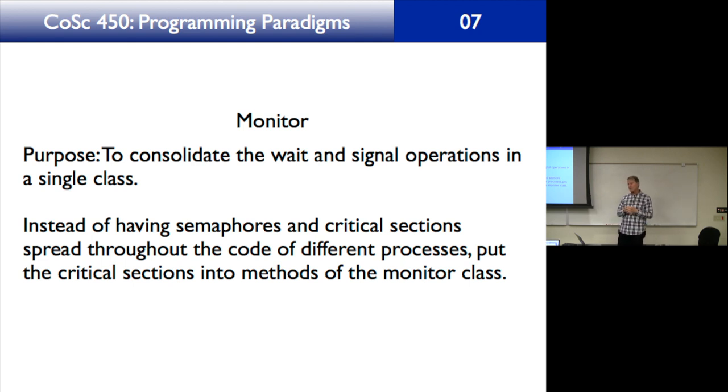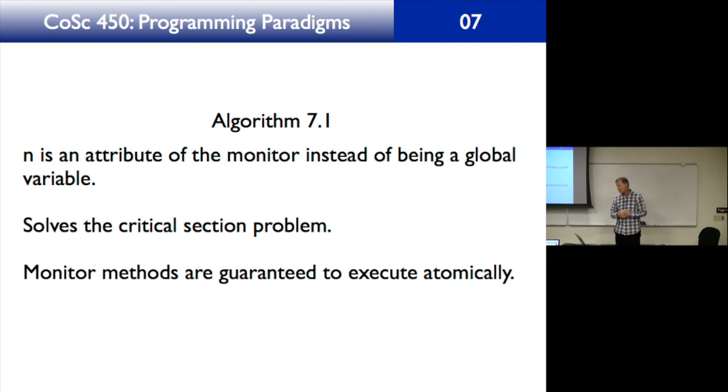Now, what is a class? It has what? Methods and variables. The variables are called attributes in UML terminology. It has attributes and methods. All right? And that, in fact, is what a monitor is. Okay?